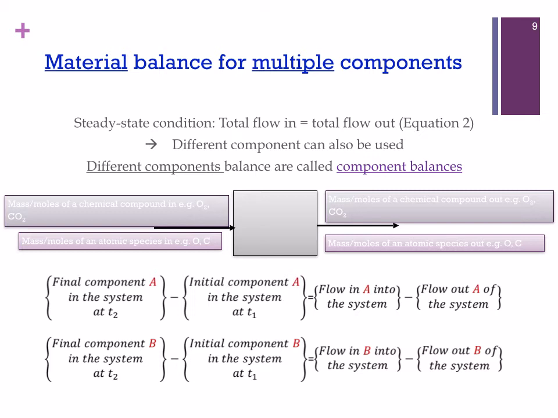So for us to do a component balance, we can use the same equation as before, but the balance is for the specific compound. For example, a compound A, so we can calculate the final component of A in the system at T2 minus the initial component of A in the system at T1 equals the flow of A in minus the flow of A out of the system. Similarly for B. So if this is a steady state condition, flow of A in will equal flow out.